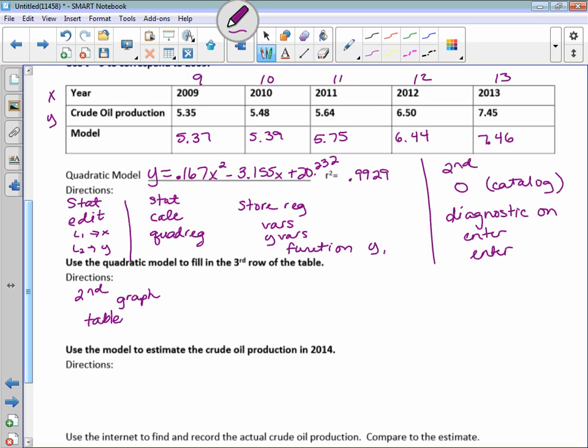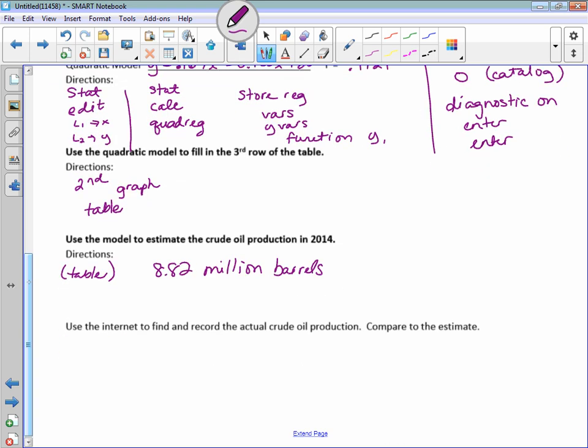8.82. So we are looking at our table again. So it's 8.82. What? Million barrels? That's a lot of barrels. We aren't going to look up the actual one right now, but you should have already done that. Questions so far?